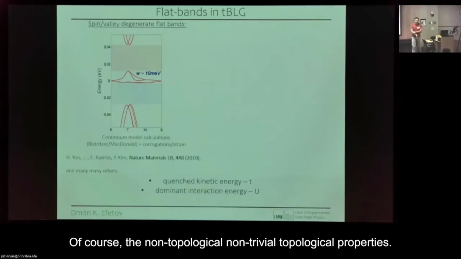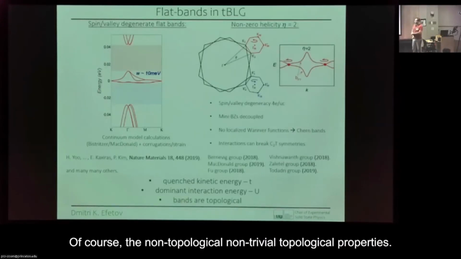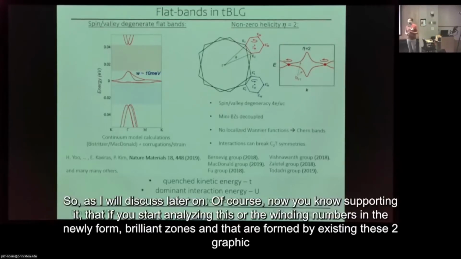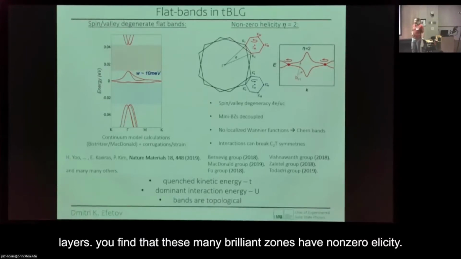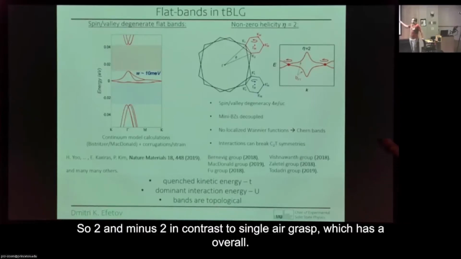And of course, the second main ingredient of these flat bands is the non-trivial topological properties. As I will discuss later on, we now know from a lot of theory work and also from supporting experiments that if you start analyzing the winding numbers in the newly formed mini Brillouin zones that are formed by twisting these two graphene layers, you find that these mini Brillouin zones have non-zero helicities of 2 and -2, in contrast to single layer graphene, which has an overall helicity of 0.